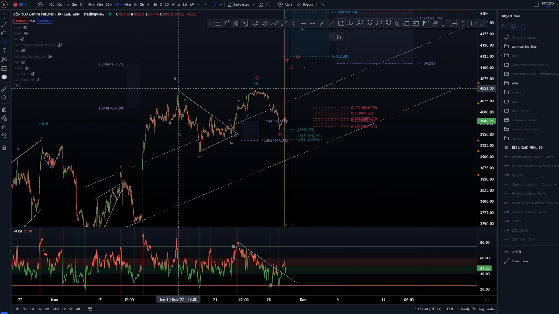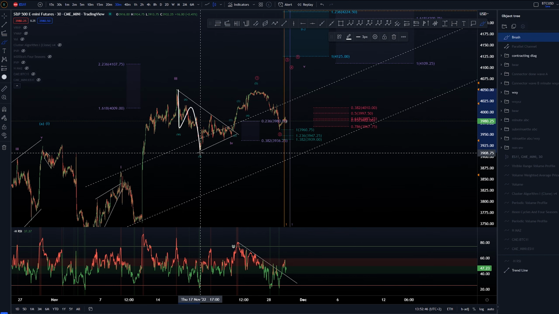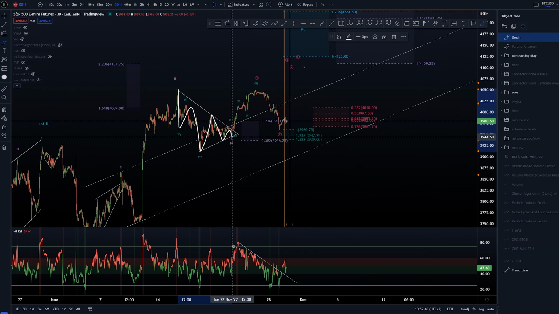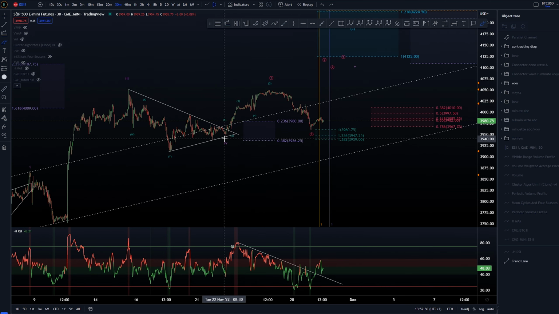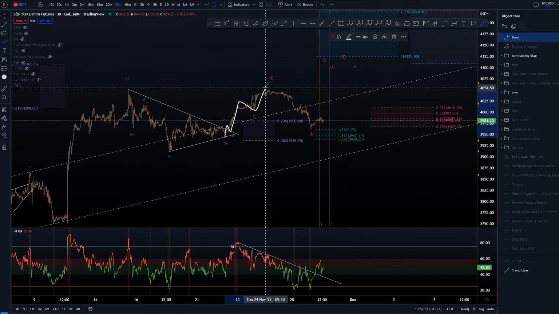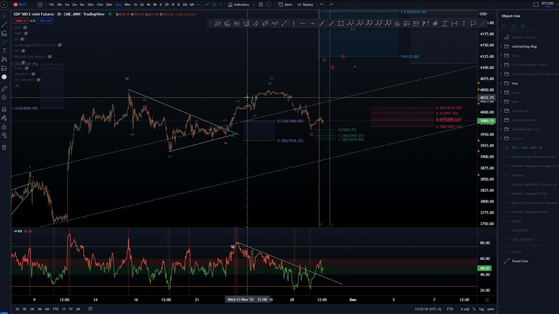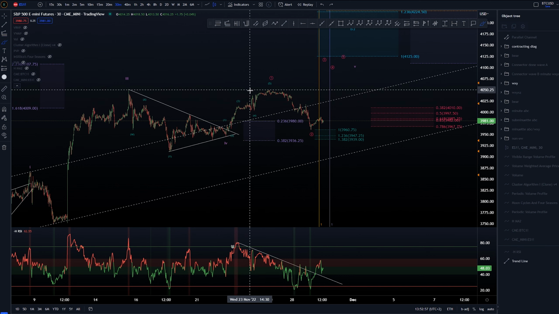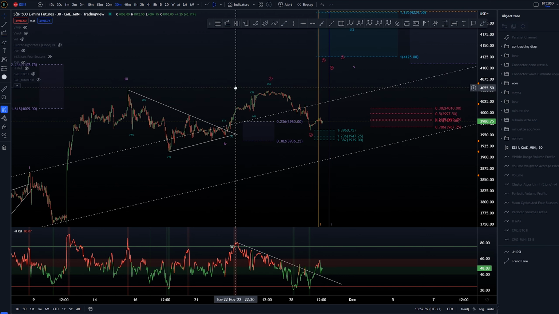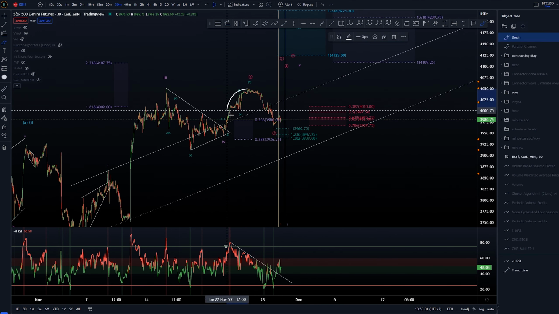Again, wave 4 here would be labeled as a triangle, A, B, C, D, E, and then we would be looking for this as a wave 1, 2, 3, 4, and 5, or 3 could be up in here. Doesn't really matter, this could be a third of third, and wave 3 could be up in here. This structure is not very clear.